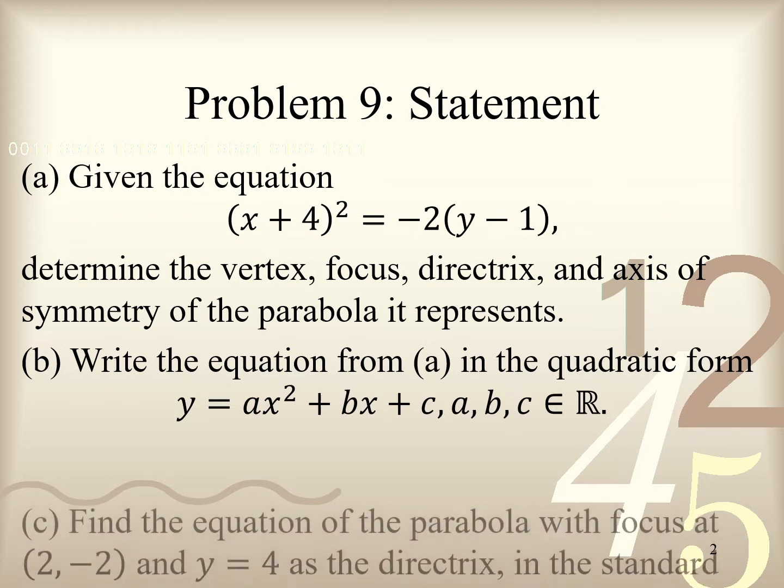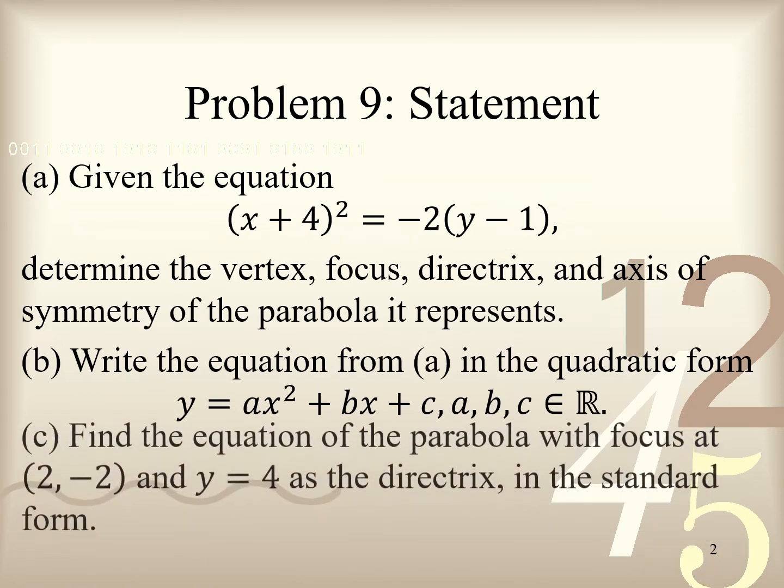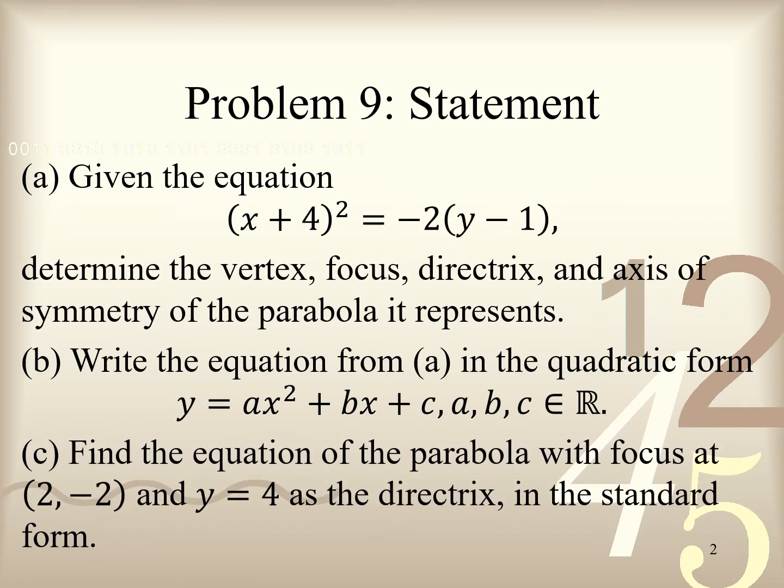Finally, for part C, find the equation of the parabola with focus at the point (2, -2), and y = 4 as the directrix, in the standard form. The terms standard form, vertex, focus, directrix, and axis of symmetry will be defined in more detail subsequently.